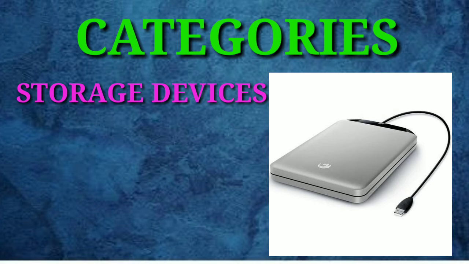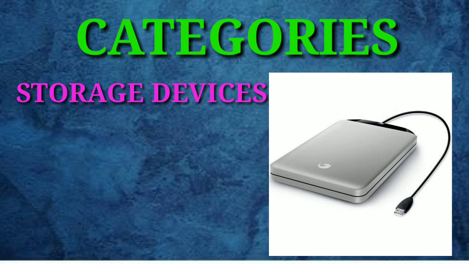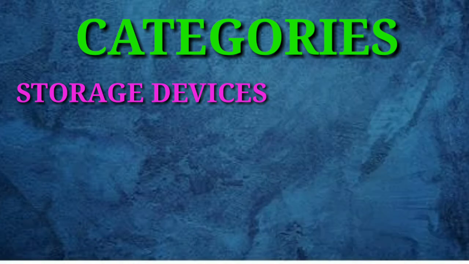Hard disk drives are a type of non-volatile storage, retaining stored data even when power is off. In a hard disk, data can be stored up to 2 terabytes. Next is your compact disk.